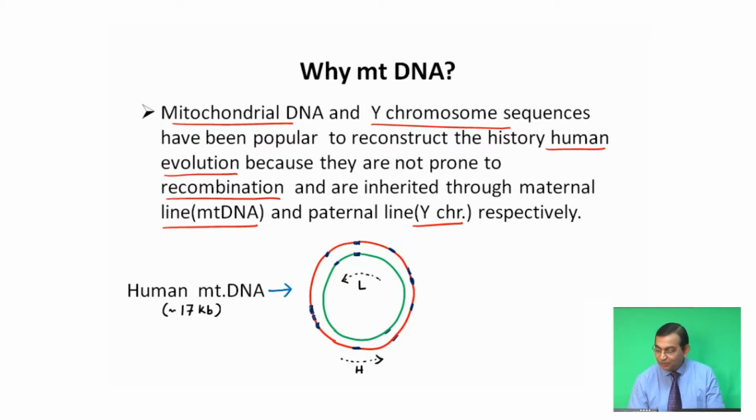So, for that reason, mitochondrial DNA and Y chromosome sequences are very popular to reconstruct the history of human evolution. Here we have shown in this figure one human mitochondrial DNA. Size is around 17 kb, it is circular, and one light chain and one heavy chain are present.